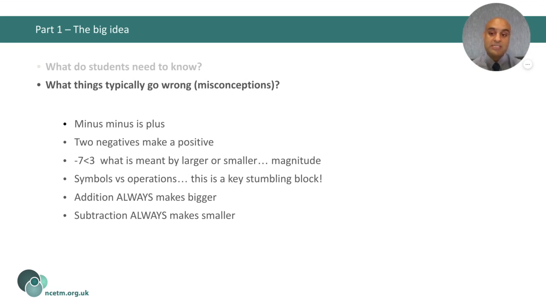of addressing these misconceptions. But some of the key ones are that a minus minus is plus, or that two negatives make a positive. The other misconception some students will bring in is that -7 is less than 3. They may not see the symbol in front of the 7 and may just focus on the absolute size of the number. The other picky part of this topic is that the symbol and the operation look identical.